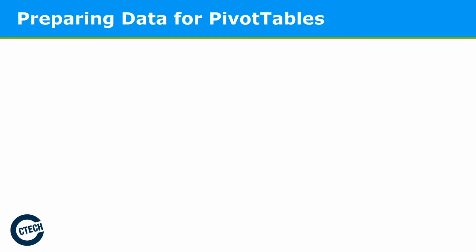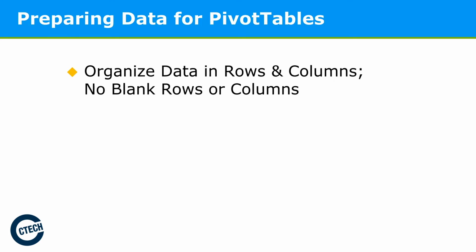Before you create a pivot table, it's important to make sure that your data is set up properly. If you already have a data source that you are successfully sorting and filtering, then you're good to go. But here are some of the main guidelines that you want to look at for data that you are either putting into a pivot table or sorting and filtering. Of course, you want to organize the data in rows and columns. Make sure that you don't have any blank rows or columns. It's okay to have blank cells.